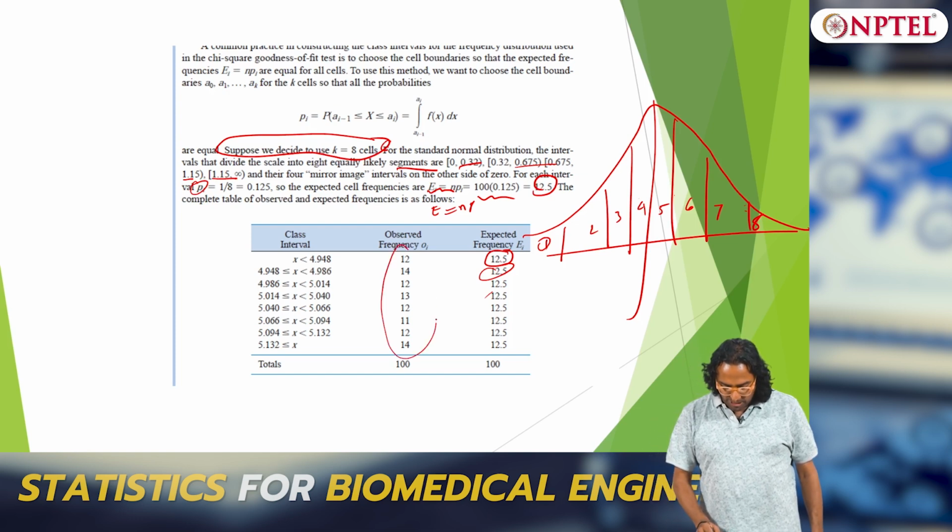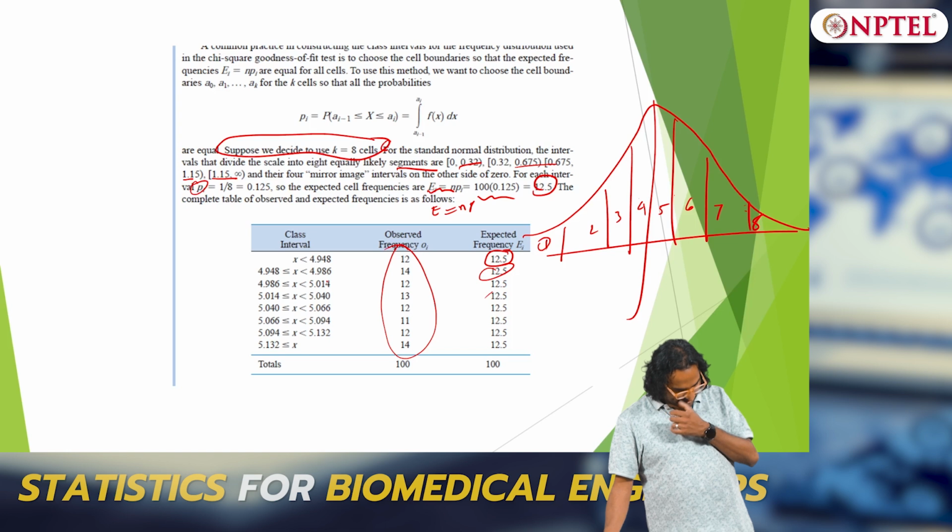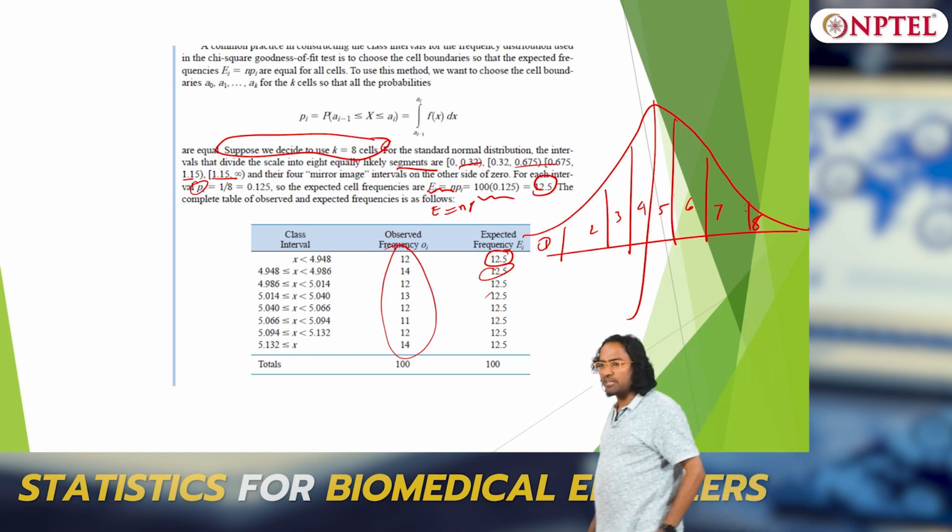What is the observed frequency? How did I get these numbers, the observed values?